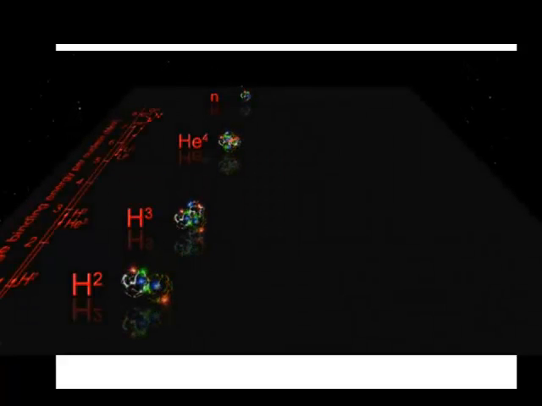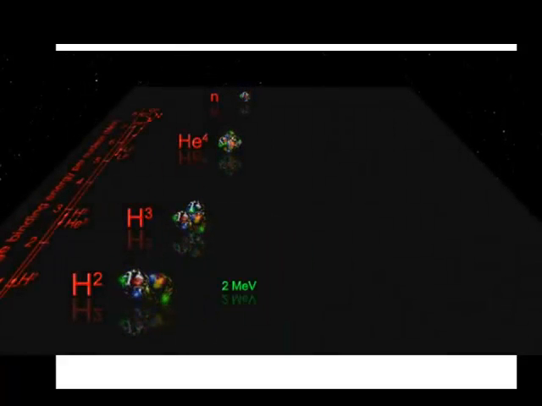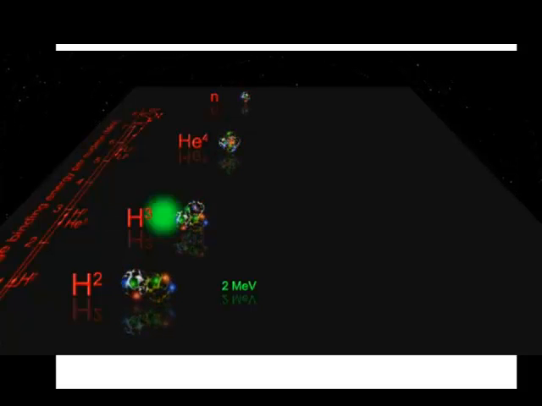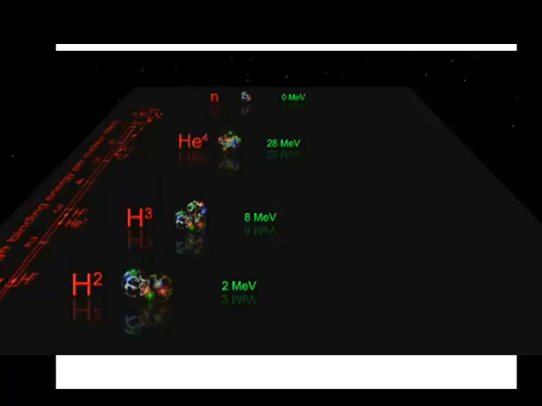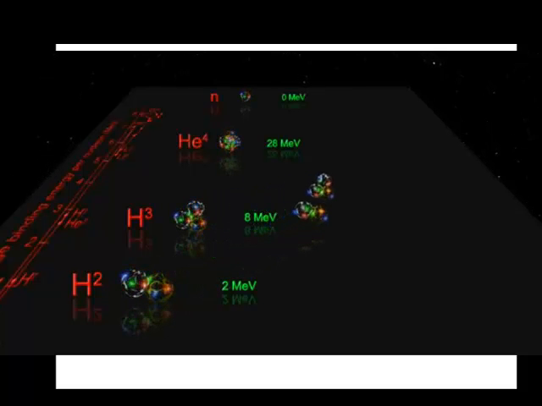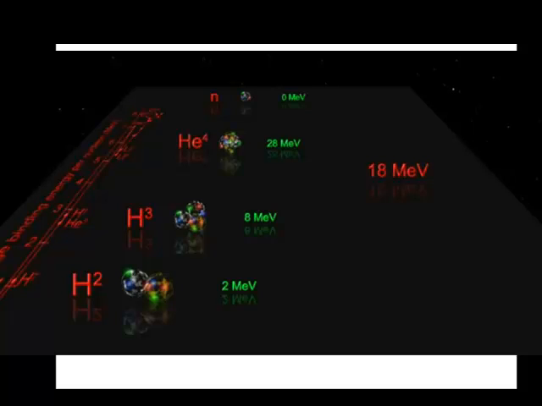The binding energy for deuterium is about 2 MeV. And the binding energy for tritium is about 8 MeV. So the total for the input items is 10 MeV. The binding energy for helium is 28 MeV, and the free neutron has 0 binding energy. Subtracting the 10 MeV from the 28 MeV reveals that every time this fusion happens, we liberate 18 MeV of energy.